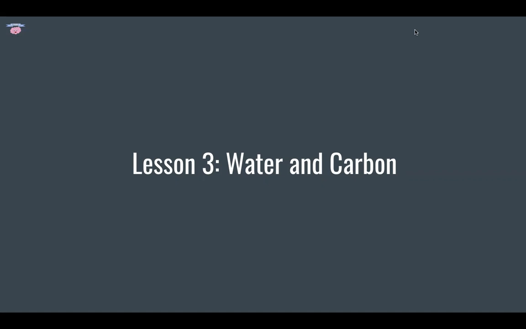This is lesson 3, water and carbon. So we're continuing our introduction to chemistry. Last time we talked about matter, atoms, elements, etc. Now we're talking about two important, I would say, molecules. Water is actually a molecule, carbon is an atom. So two important substances of life, water and carbon.